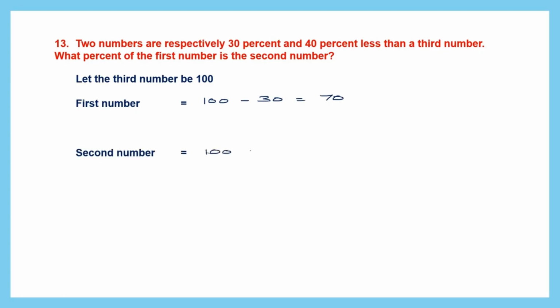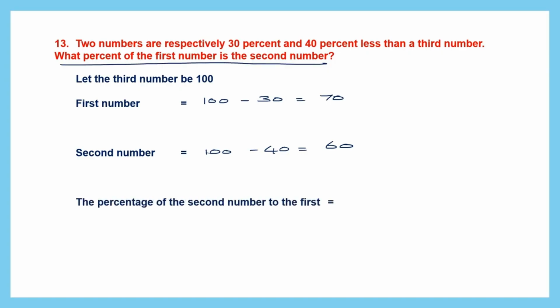That is 100 minus 40. So 100 minus 40 is 60. Now the question is, what percent of the first number is the second number? Again, the wordings are important. So we write this as the percentage of the second number to the first. Okay. So here, let's write down the second number on top, that is 60. The first number below, which is 70. Since we're finding percentage, we'll multiply this by 100%.